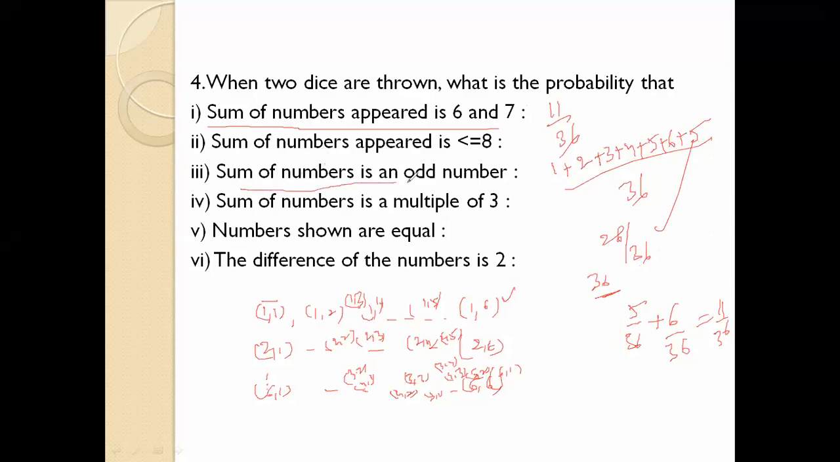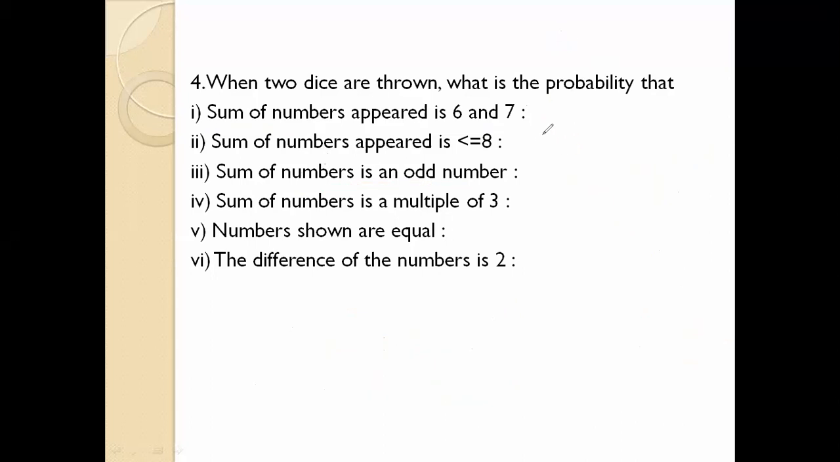Yes, sum of numbers is an odd number. Sum of numbers is odd number means some one case is not there, some three cases is 2, some 5 cases is 4, some 7 cases is 6, some 9 cases 4, some 11 cases 2. 6, 12, 6, 18, 18 by 36.